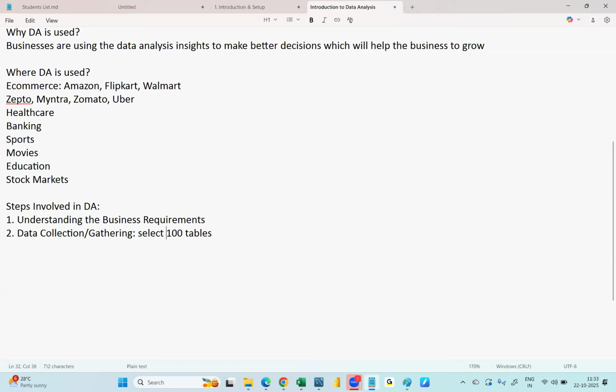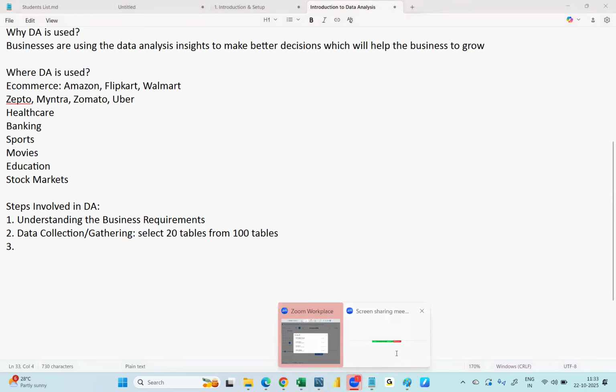So I am going to select only those 20 tables from the 100 tables. These 20 tables are the information I need from the entire available data. So this data collection or gathering step is trying to give you the data that I needed from the entire available information. That is called data collection or data gathering.